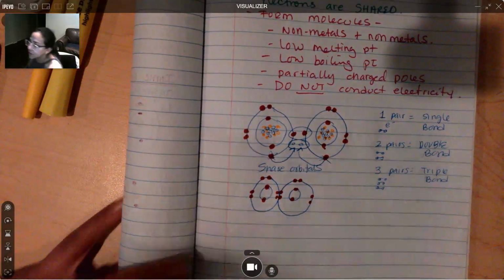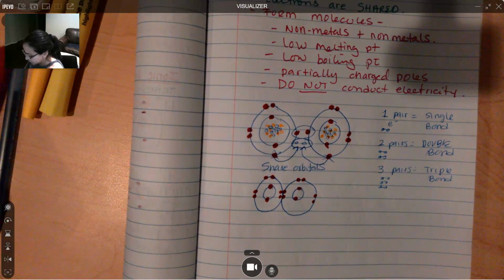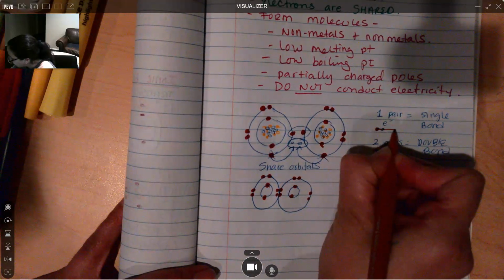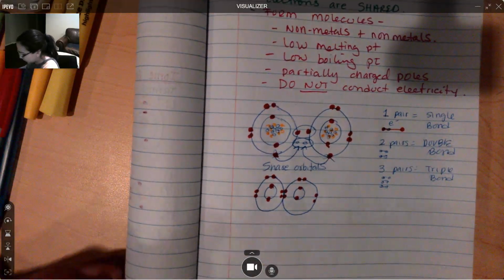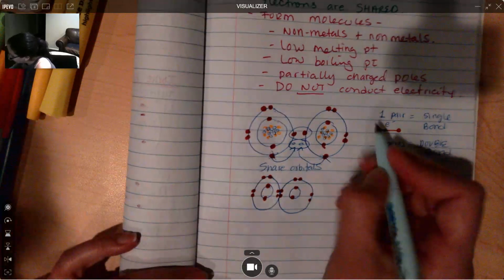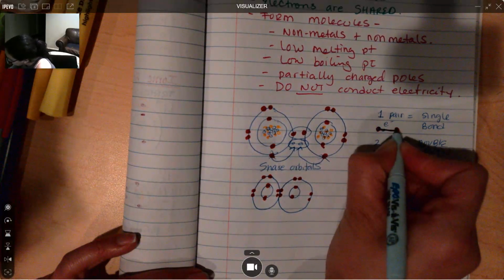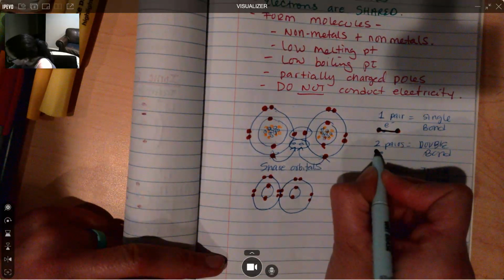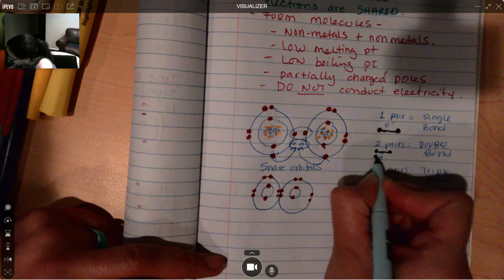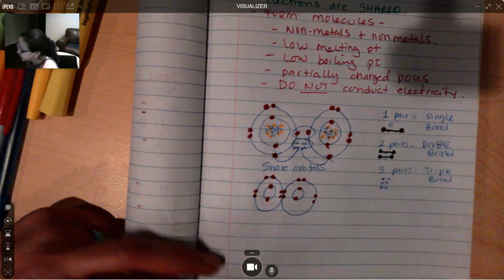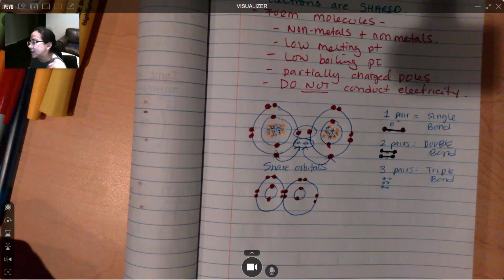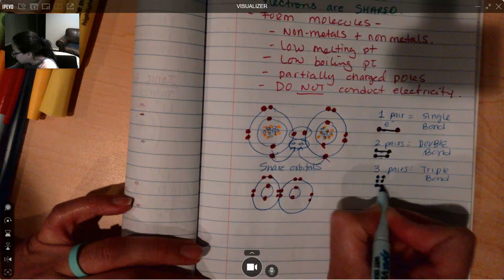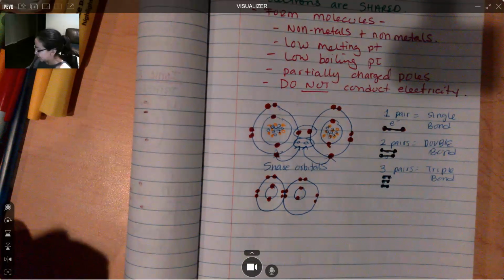All right, now a couple of things about these bonds, and I actually should have drawn these to better represent that, so I'll use a marker to do that. A single bond is a very large bond, okay? So it's a large bond, and it's the weakest bond of them all. A double bond is shorter than a single bond, and it's going to be much stronger. And a triple bond is the shortest of all bonds, and it is also the strongest.